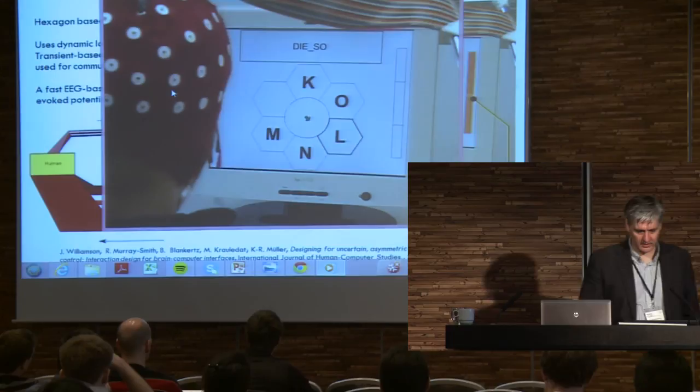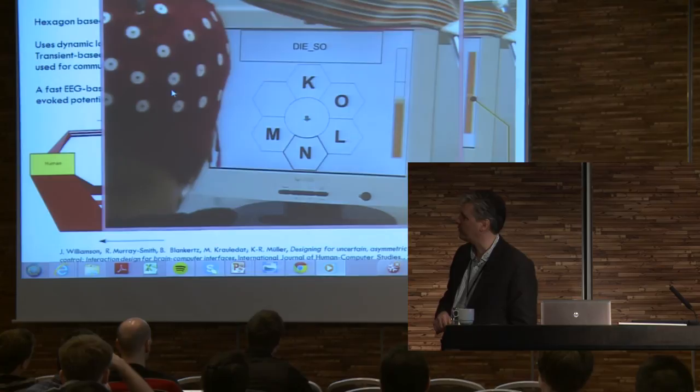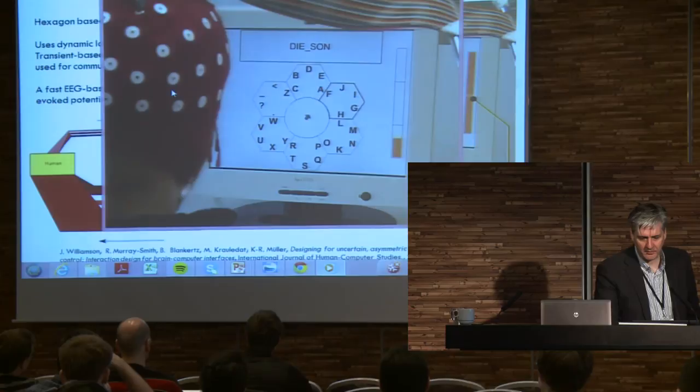So you see there the user missed the target, they were going for an N, but they didn't get it in time, had to wait till it came around again, and hopefully get it this time. Yay. Okay, so that's an example of something which is slightly different to your Windows interface.